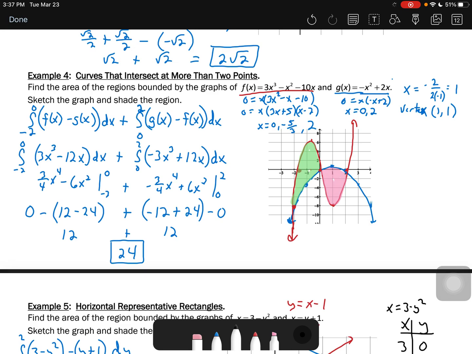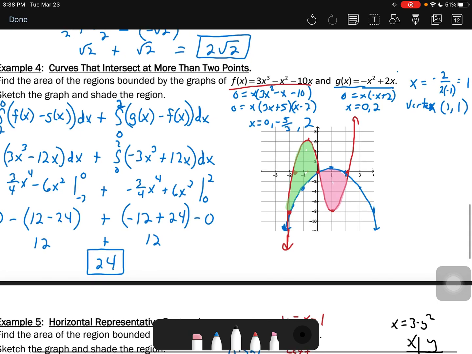Next example. So here it says curves that intersect at more than 2 points. Okay. So when we have curves that intersect at more than 2 points, in other words, there are going to be kind of 2 regions where the top function and bottom function switch places, right? So when we start this one, we've got a cubic function and a quadratic function.